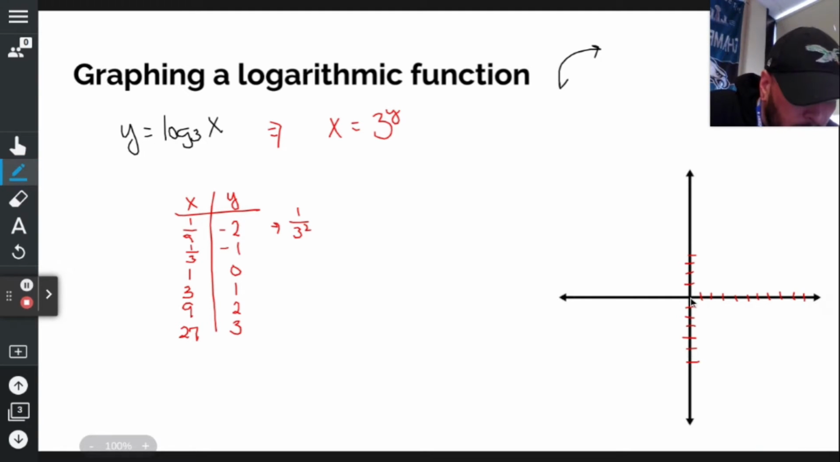Okay. When x is 1/9, which is almost 0, I get -2. When x is 1/3, I get -1, so something like that. When x is 1, I get 0. When x is 3, I get 1. When x is 9, I get 2, 1, 2, 3, 4, 5, 6, 7, 8, 9. And then, of course, I'm not going to graph 27. But the picture that we get here is exactly like what I said we'd get.